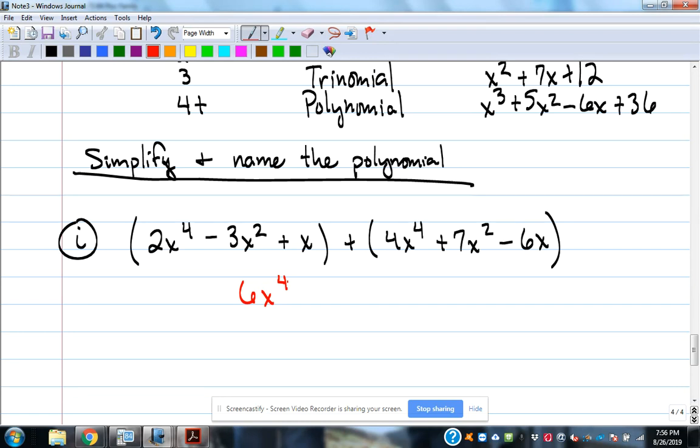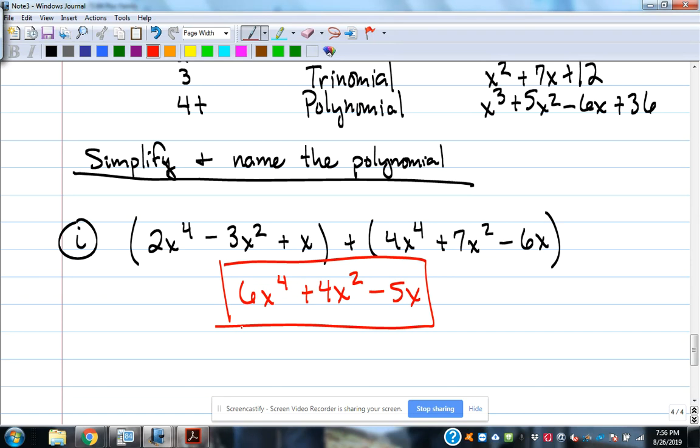Okay? Negative 3x squared and positive 7x squared would be positive 4x squared. X and negative 6x, negative 5x. Good job. So there's the simplified version. What would we call that? A trinomial.